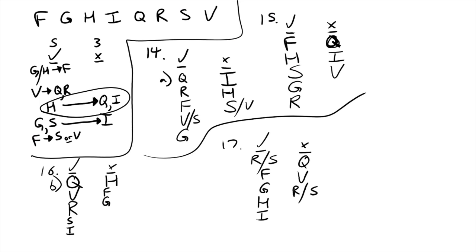If H is in, Q and I have to both be out, which proves that B is the answer. We tried to make B false. We tried to not put R and S both in. We put one of them out, one of them in.